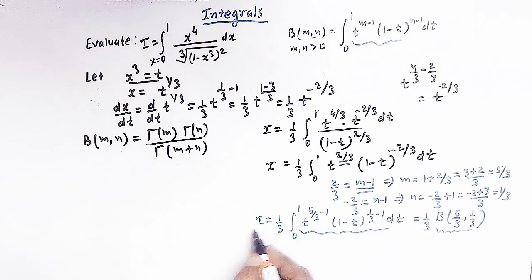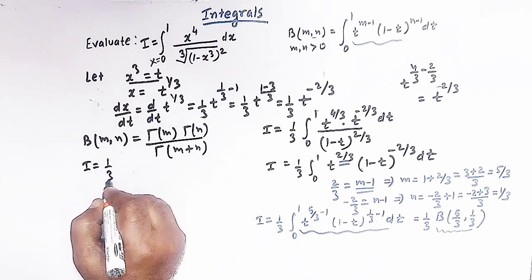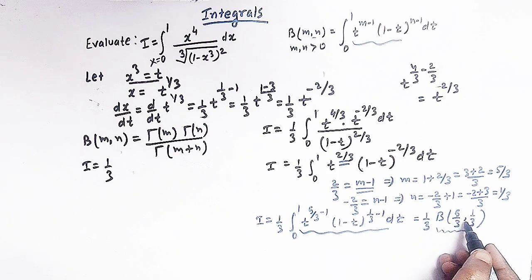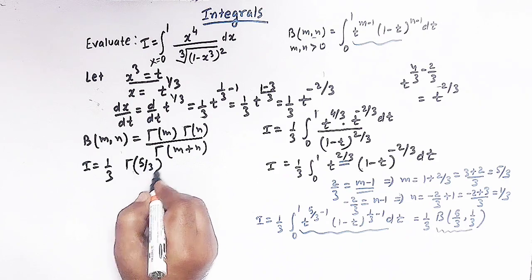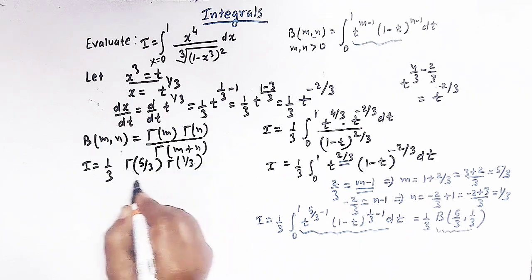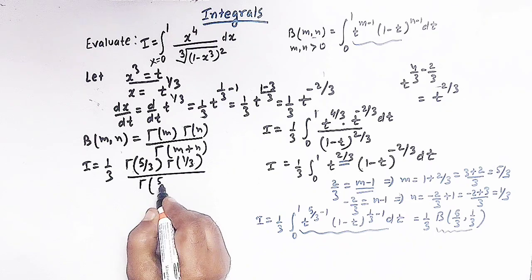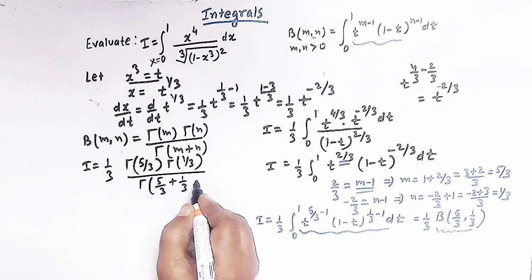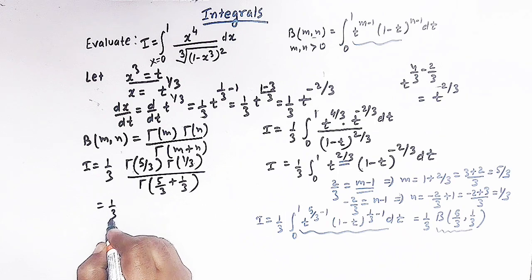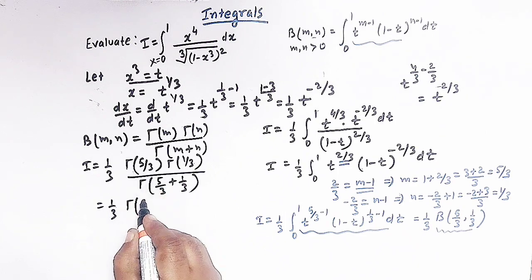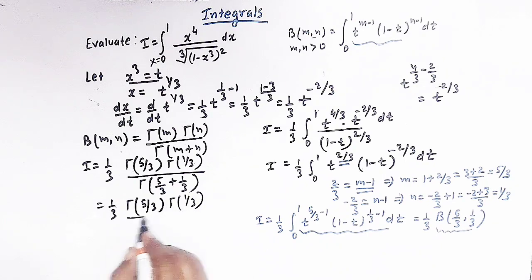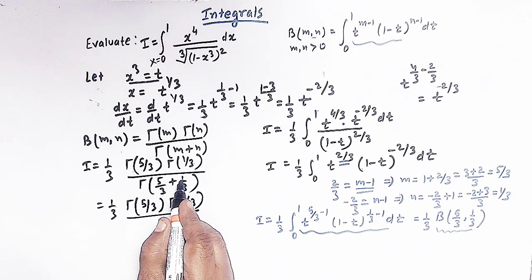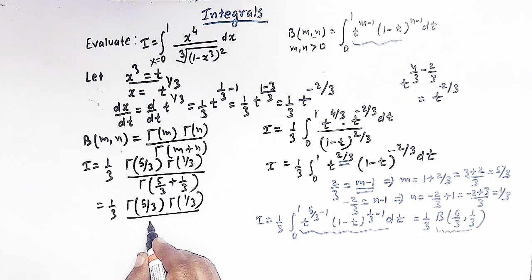So now this integral I is equal to 1 over 3 beta 5 over 3 comma 1 over 3, which is equal to gamma 5 over 3 times gamma 1 over 3, and here we have gamma 5 over 3 plus 1 over 3, right? So this is 1 over 3 gamma 5 over 3, and then we have gamma 1 over 3, and here 5 plus 1 is 6, 6 over 3 is 2, so we have gamma 2.